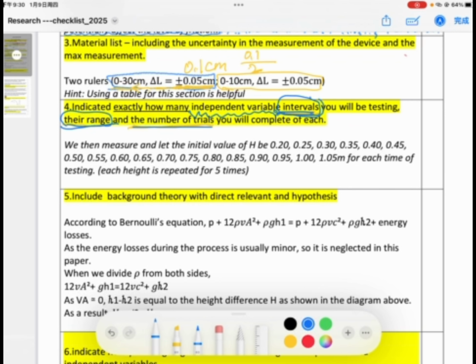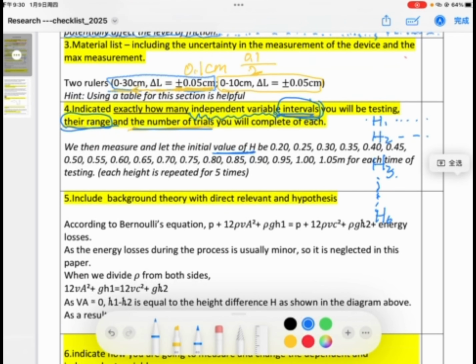For example, if your independent variable is the height, h, that means in your experiment, you are going to change the height. So you get h1, h2, and h3. So you are going to get a few sets of data. Let's say you are going to get 7 or 6 sets of data. So h here will have an interval. Well, why is it important?